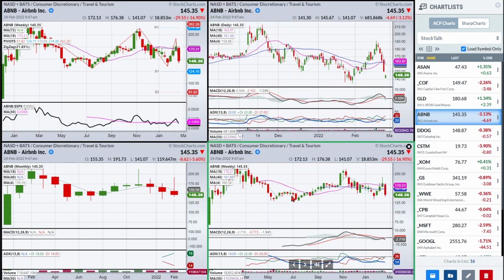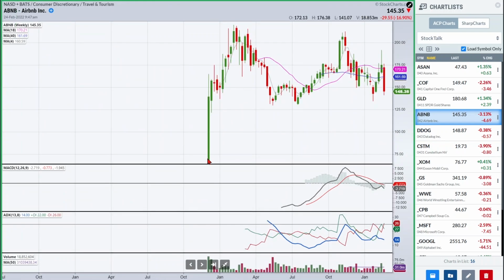Airbnb, definitely struggling here. I think the weekly tells the tale the best. We had the nice move off the low, but look at since that time, we've formed a range. We've got support. Let me just pull this up. The support is somewhere around 130, and we've got pretty significant resistance at 200.